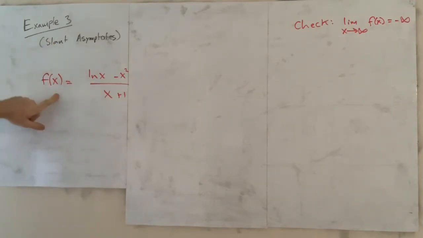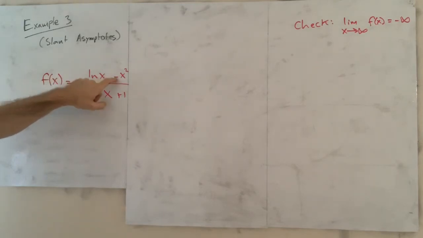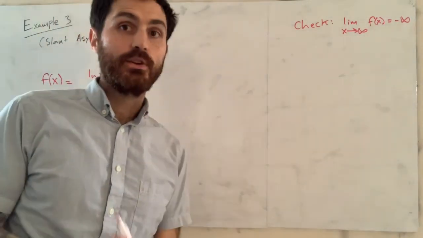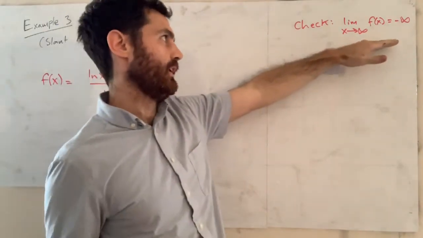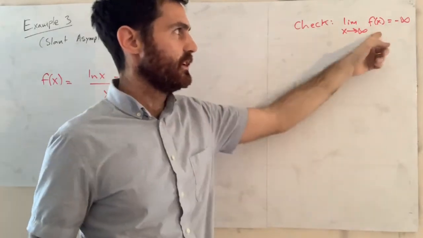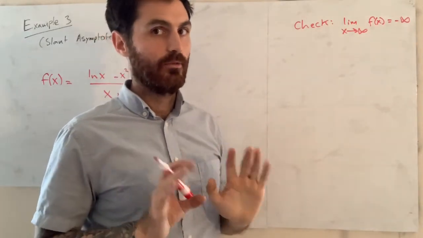So here's our new function. It's f of x equals the natural log of x minus x squared over x plus 1. Now, the one thing I'm going to ask you to check, and you can stop the video and make this calculation, is check that the limit as x approaches infinity of f of x is equal to negative infinity.